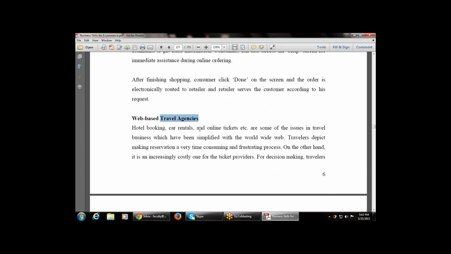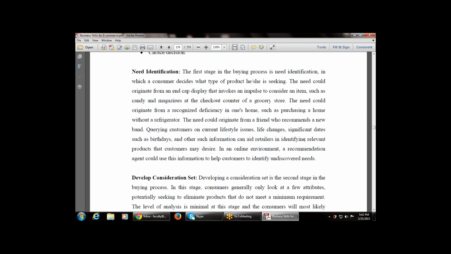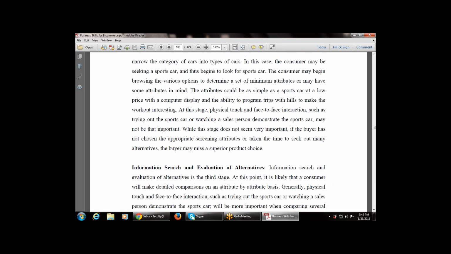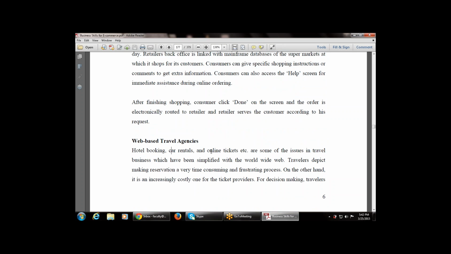Then web-based travel agencies. There are so many travel agencies that are also available web-based, that is, available online. Web-based travel agencies means there are various services available, like hotel booking, car rentals, online tickets. So these are the various services available in the travel agencies. We can book the tickets online with the use of the retail industry; hotel booking, car rentals, and online tickets are some of the services available in the travel business, which have been simplified with the www.